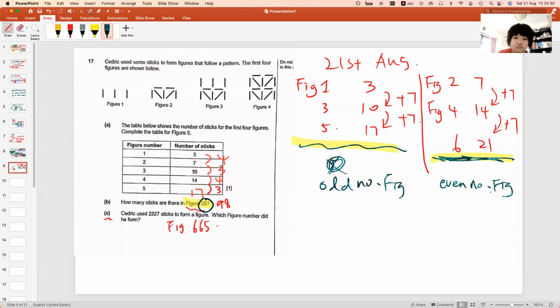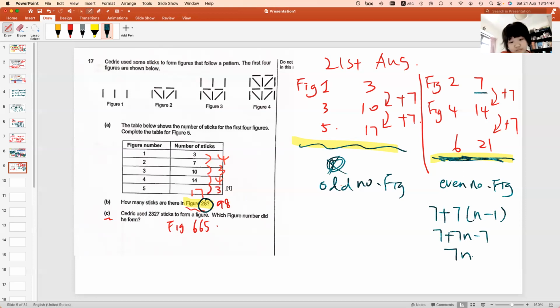Okay, so of course with the even number figure, the first number is 7, and then the difference is 7, and of course n minus 1, right? So you have 7 plus 7n minus 7. So basically it's 7n. Okay, so it reduced to 7n.